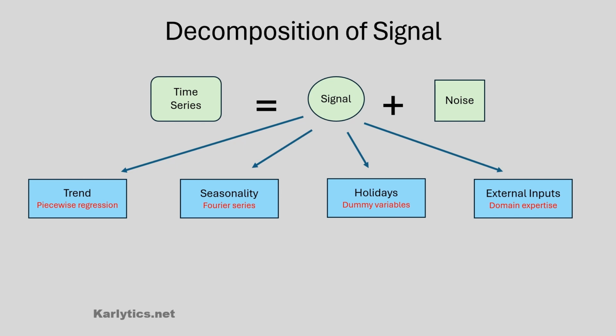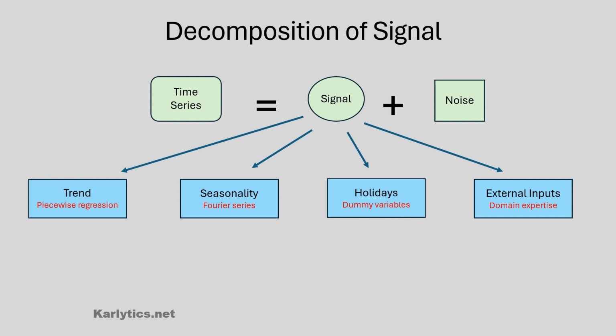For the seasonality, the Prophet package uses Fourier series to pull out the seasonal cycle. For holidays, these will be identified by dummy codes in your input data and specified in your Prophet code. And finally, your external inputs are based on your domain expertise. These external regressors, or inputs, are used to help extract the signal from the noise.